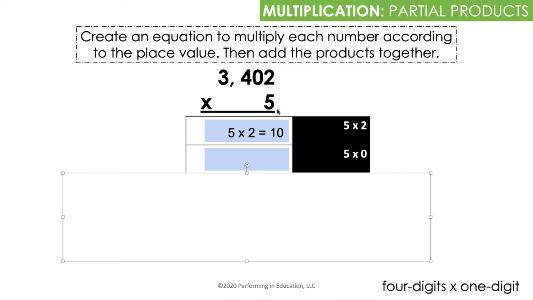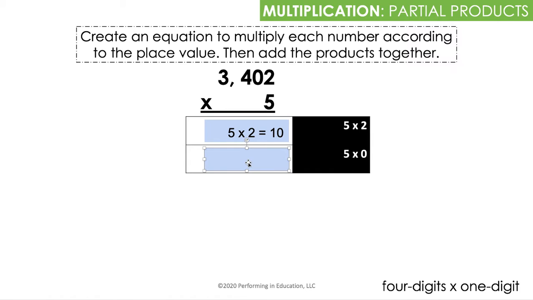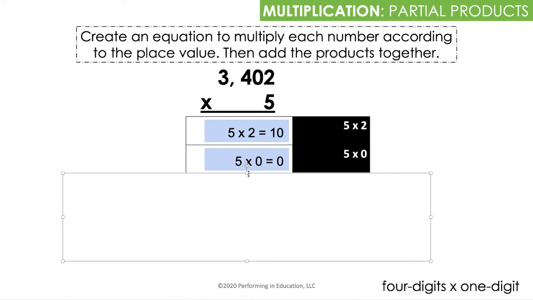Next, we're going to do 5 times 0 tens. And 0 tens is the same as 0 ones. It just means 0. So 5 times 0 is 0. So we're going to put that in the next blue box. 5 times 0 equals 0.